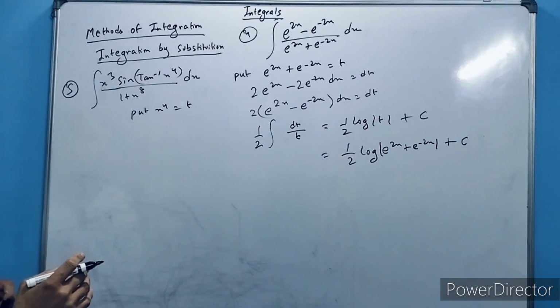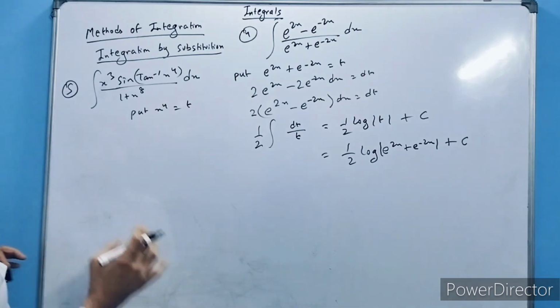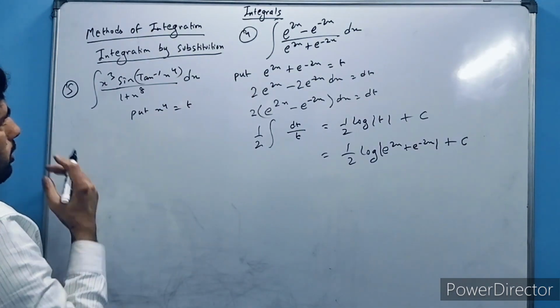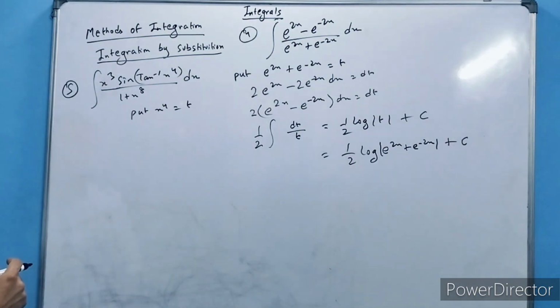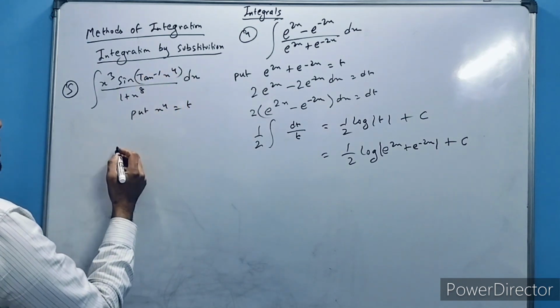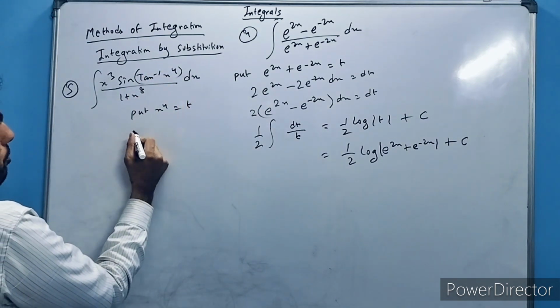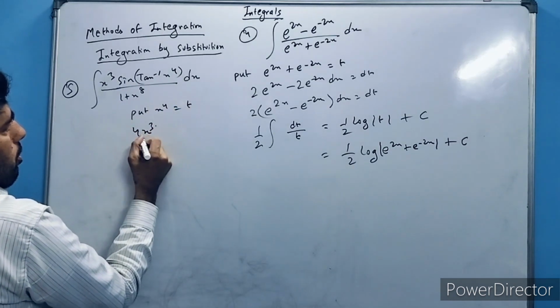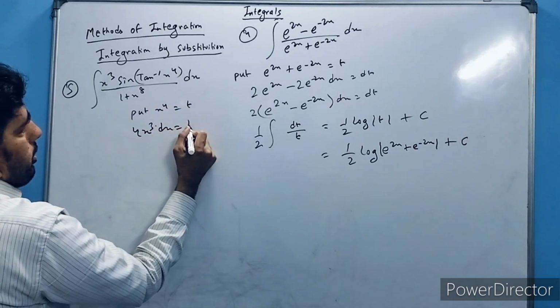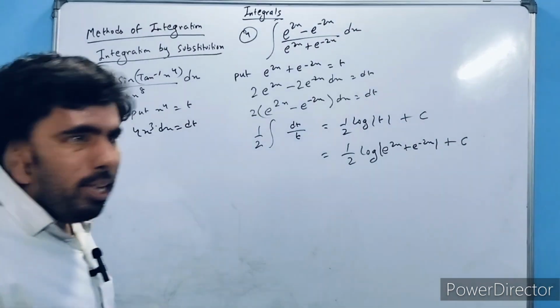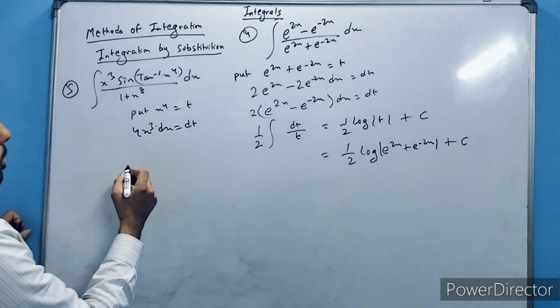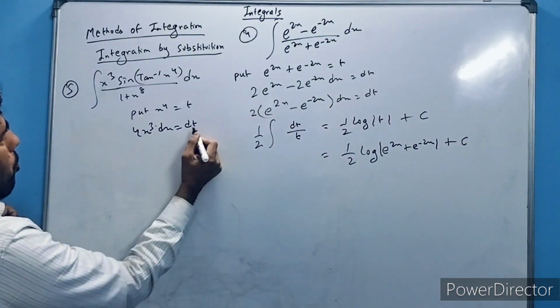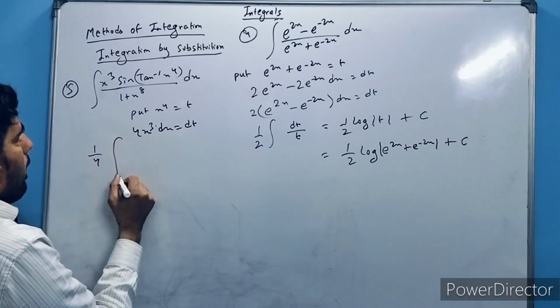Put x4 is equal to t. So what we can do here is, put this equal to t. So what I got here is 4x cube dx is equal to dt. Now what we can do here is take 4 below.